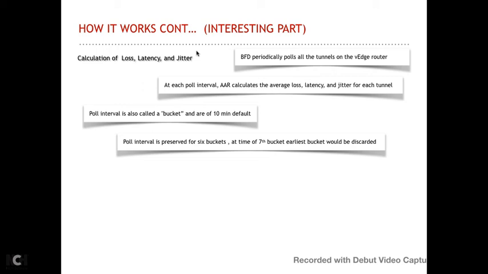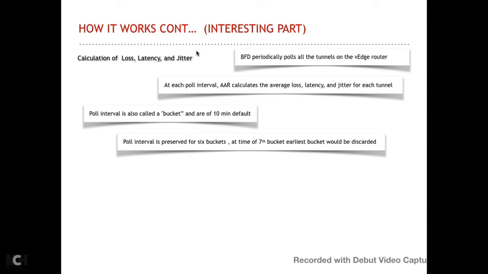So what happens to the seventh bucket? When the seventh bucket, or the seventh interval, starts, normally, intelligently, the earliest bucket gets discarded. So what do you mean by the earliest bucket? The first bucket, which was taken at the very beginning of the BFD flow time. Understand? So that particular bucket gets discarded.